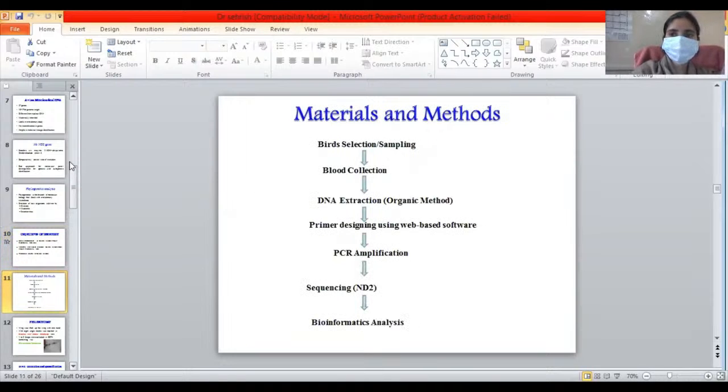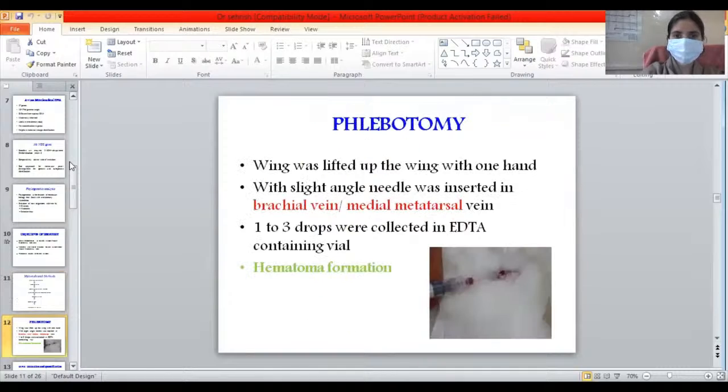This slide shows the methodology step by step, by following which we have conducted this research work. First of all, the birds were selected on the basis of phenotypic characteristics, and then phlebotomy was performed for blood collection from the wing vein, which is actually the brachial vein. DNA extraction was done using the organic method because in the beginning the blood sample was very low. And the primer was designed for the amplification of the ND2 gene because the mitochondrial full genome is available in the NCBI repository. Then PCR amplification was done, followed by sequencing and bioinformatics analysis.